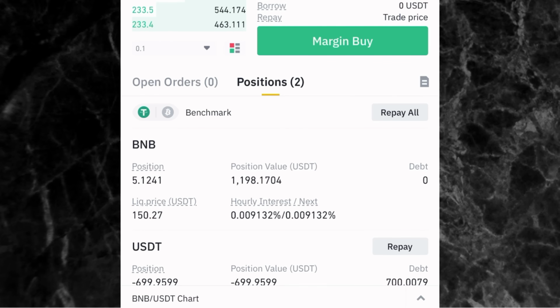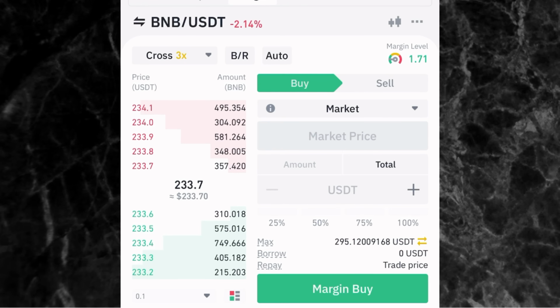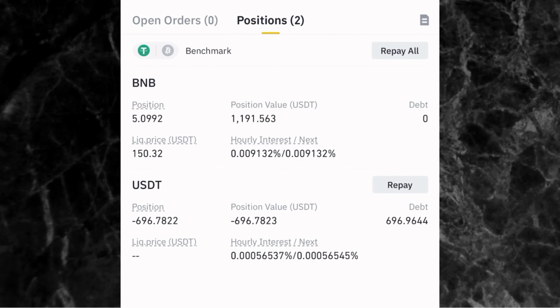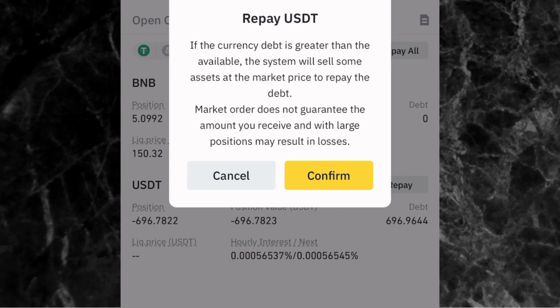Now, how do you make profit and take your profit? Now, remember we bought BNB and we are longing BNB. If you are buying, you are longing. If you are selling, you are shorting. So remember we bought BNB, which means we are longing. Now, let's say, for example, the market has gone up and then you've made your profit and then you want to sell your BNB. Now, to do that, you come right here to where you have your USDT debt and tap on repay. Now, once you tap on repay, you tap on confirm right here.